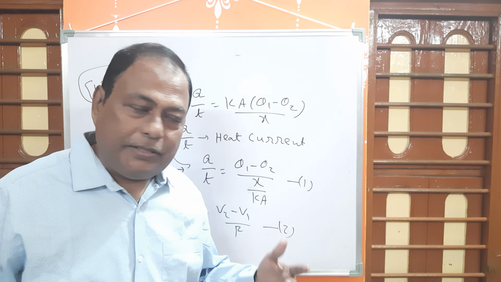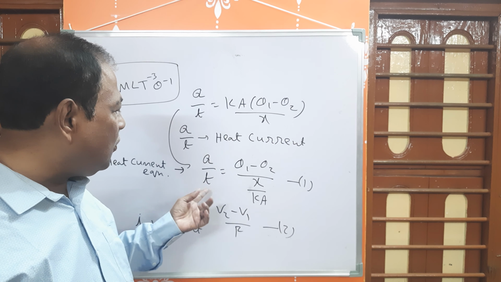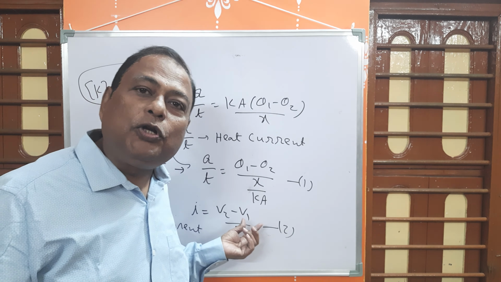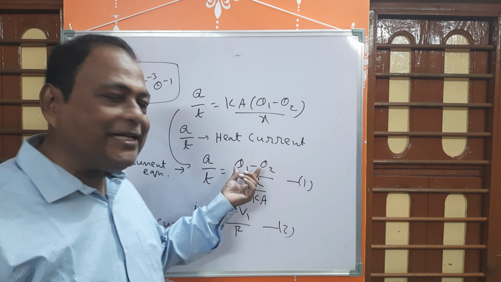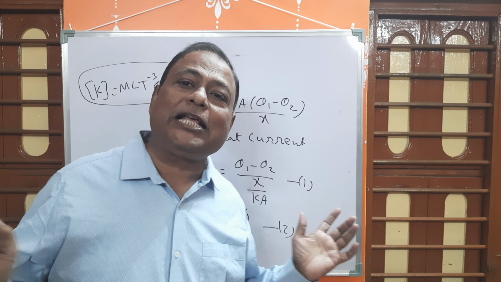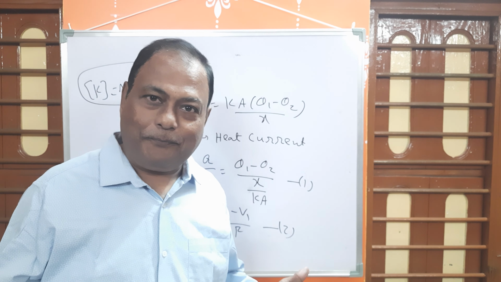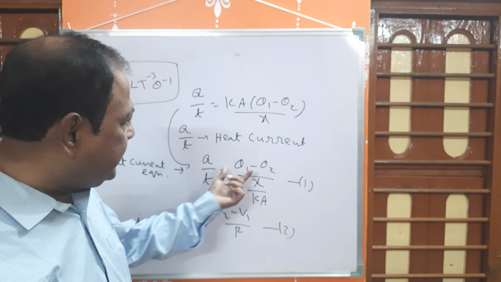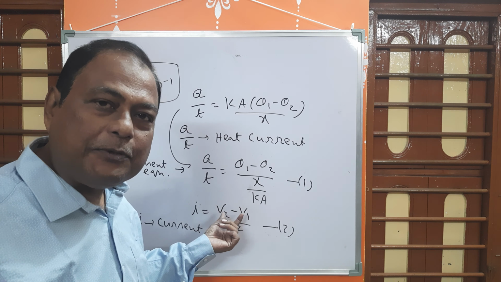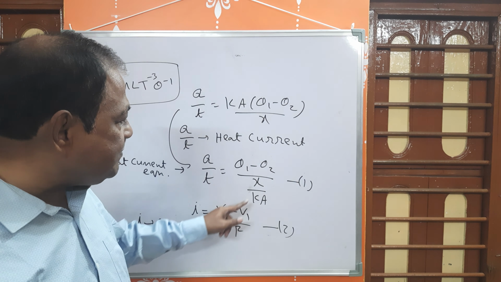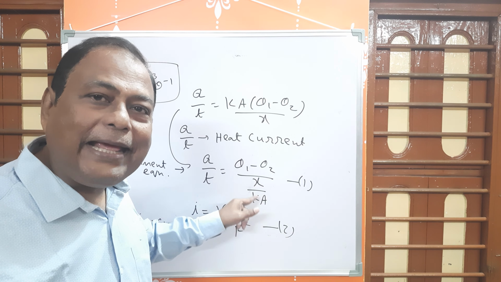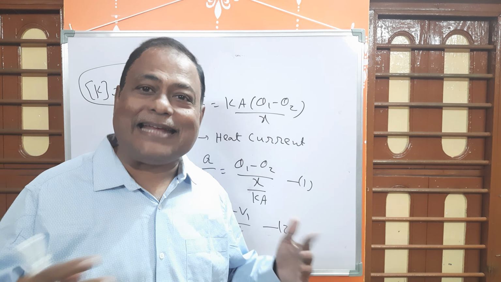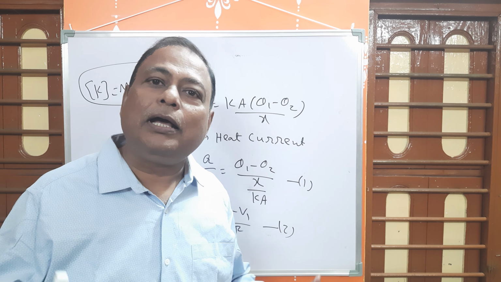Similarly, by analogy, why does heat flow? Due to the temperature difference. Why does current flow? Due to the potential difference. So, this theta 1 minus theta 2 and this V2 minus V1 are similar. So, if Q by t is similar to I, and theta 1 minus theta 2 is similar to V2 minus V1, then R must be equivalent to x by K A. As R is known as the resistance, so x by K A is called thermal resistance.